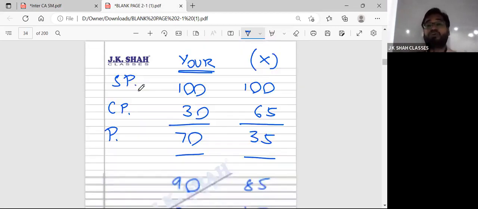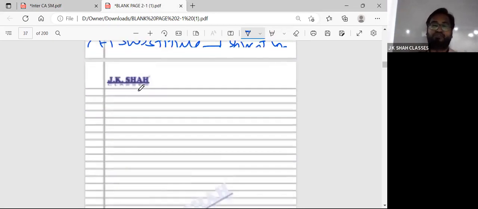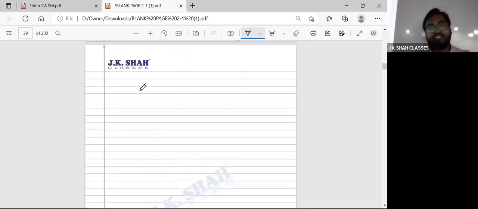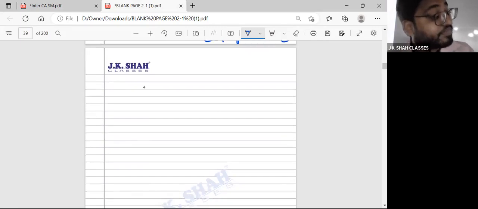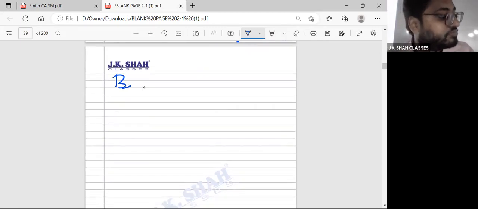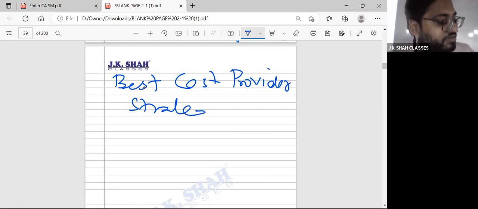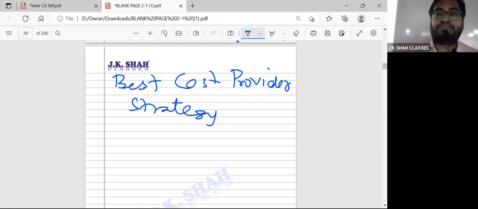Now the last concept for this chapter, concept number 4, and then I will give you time to read concept number 2, which is there in our book. Best cost provider. Just want to build up some curiosity.